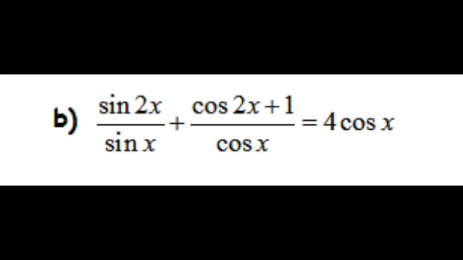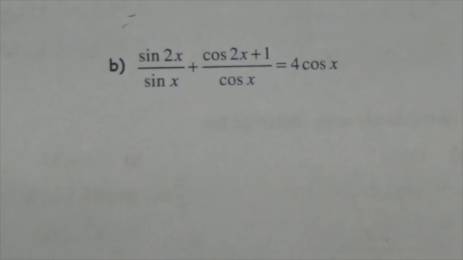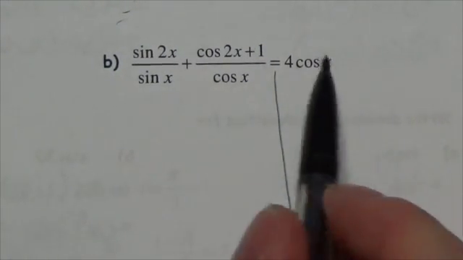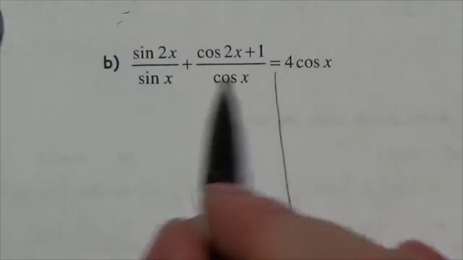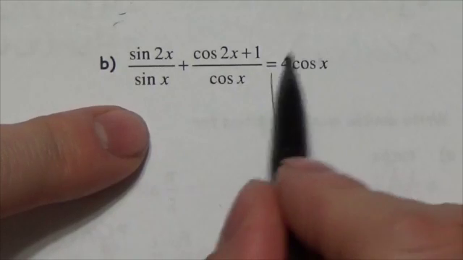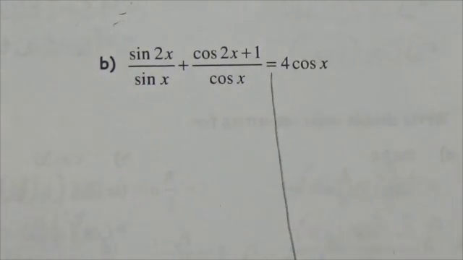The sine of 2x divided by the sine of x plus the cosine of 2x plus 1 divided by the cosine of x is equal to 4 times the cosine of x. All right, so here we go again. We're going to split this up into 2 parts here. There's really nothing I can do on the right-hand side, but there's a lot going on over here. But notice that on the right-hand side, I want to be left with 4 cosines here.